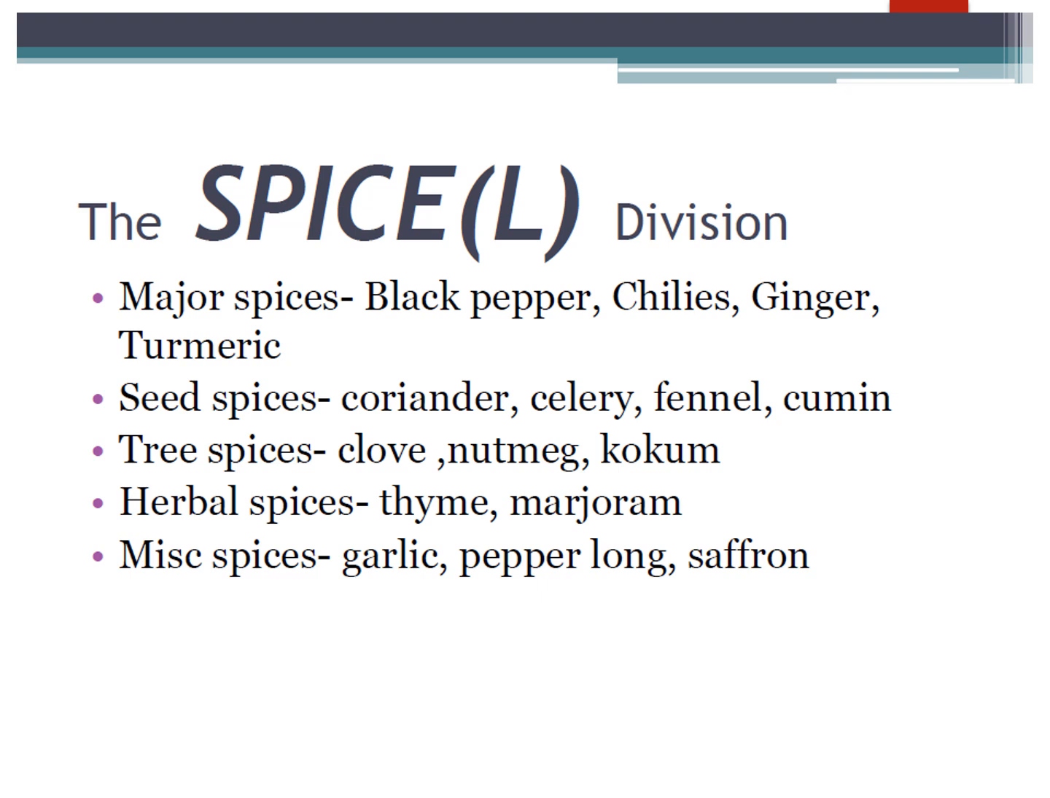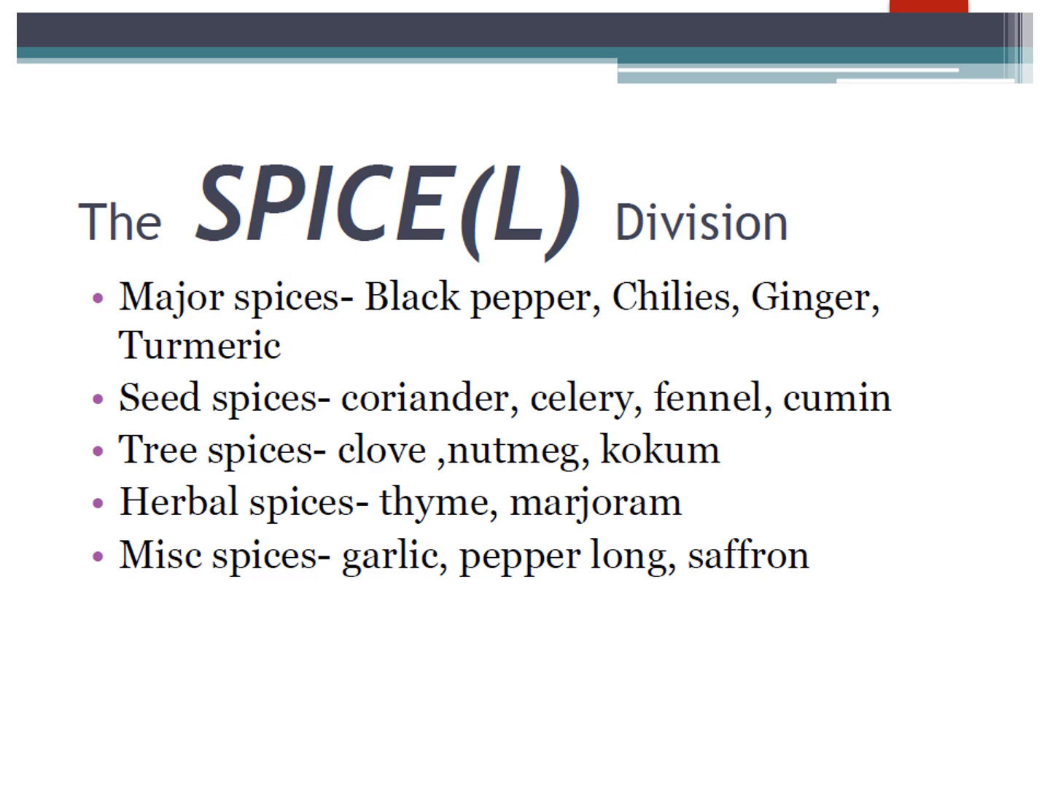There are a variety of spice items. Some examples are major spices: black pepper, chilies, ginger, turmeric. Seed spices, example coriander, celery, fennel and cumin. Tree spices, clove, nutmeg, cocoa. Herbal spices, example thyme, marjoram. Mixed spices, garlic, peppercorn and saffron.